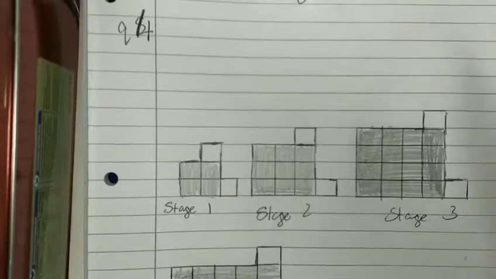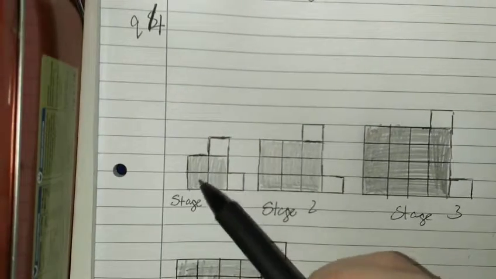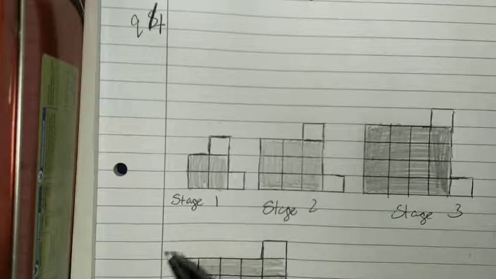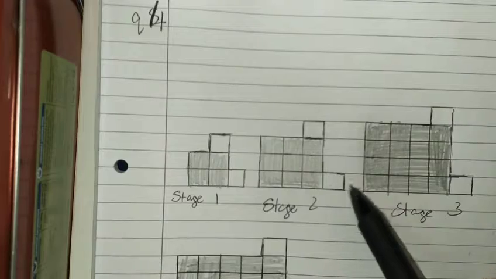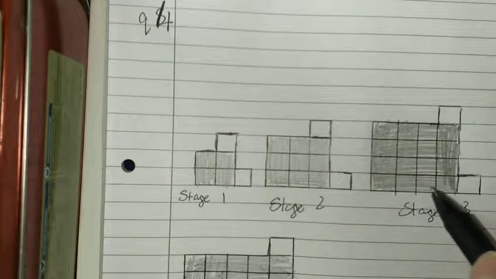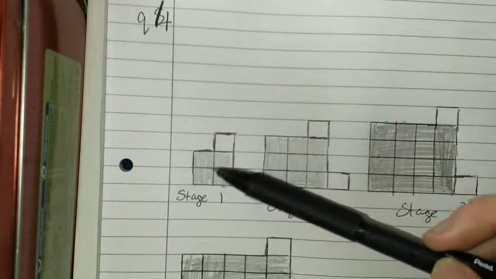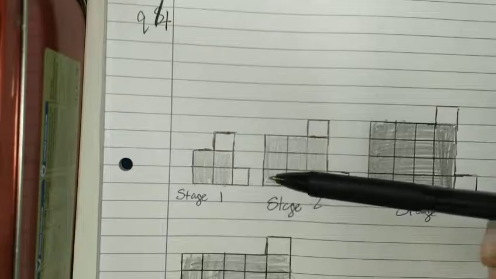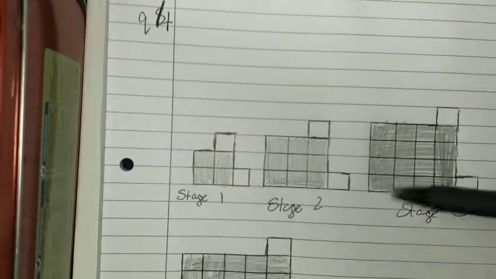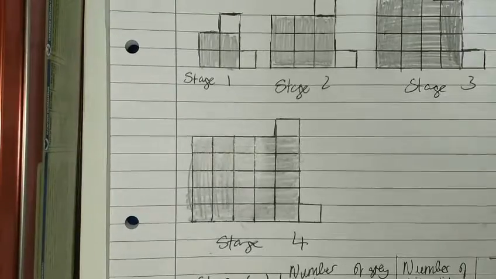We can see that in the first stage we have 1, 2, 3 all together on the bottom, and the last one is white. Then we have 1, 2, 3, 4 on the bottom, and the last one is white. Then 1, 2, 3, 4, 5 on the bottom, and the last one is white. Going up, the grey part on top is 1, 2, then 1, 2, 3, as we add another column, and then 1, 2, 3, 4. So I've drawn out stage 4.